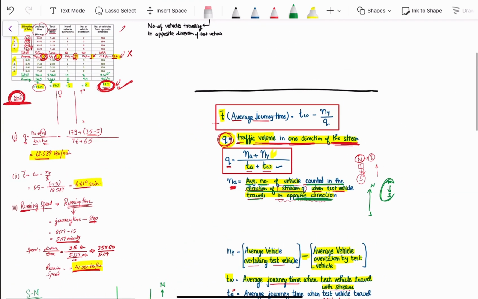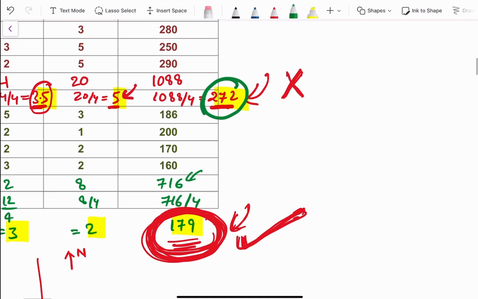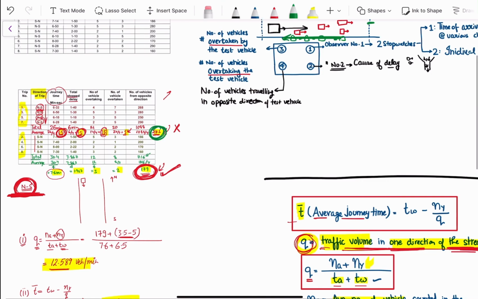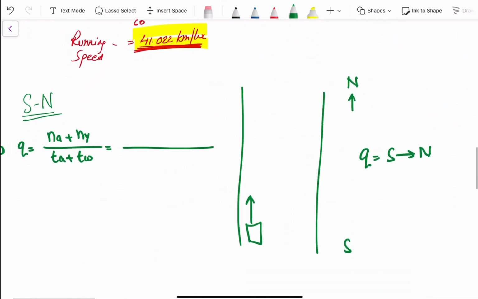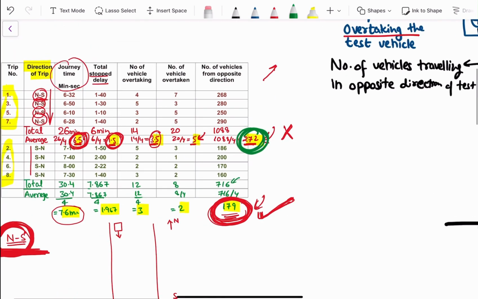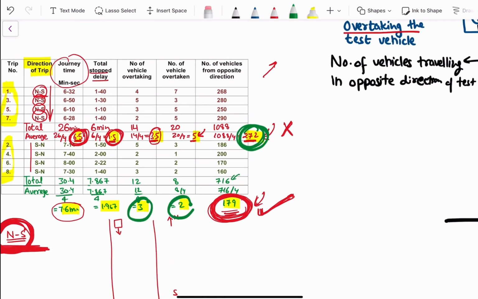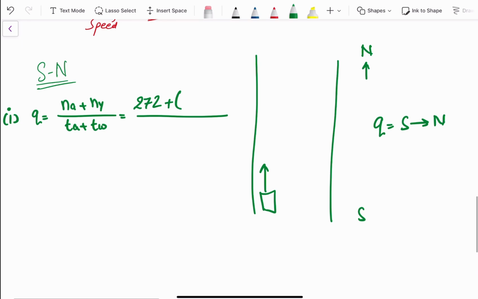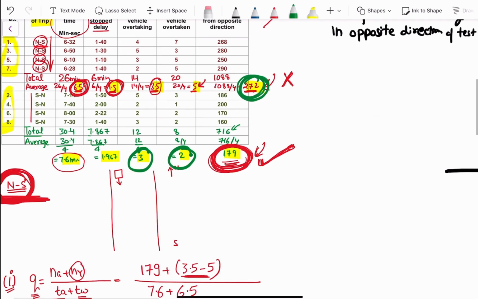So here, if we see, that value is 272. Okay, so the value is 272. I hope it is clear. If it is not, again I suggest you please post it in the comment section. NY is overtaking minus overtaken, so it's very easy. Overtaking is 3, overtaken is 2, so 3 minus 2.